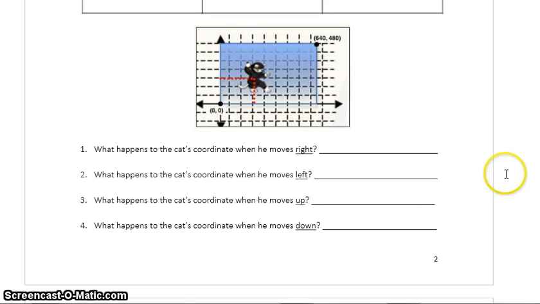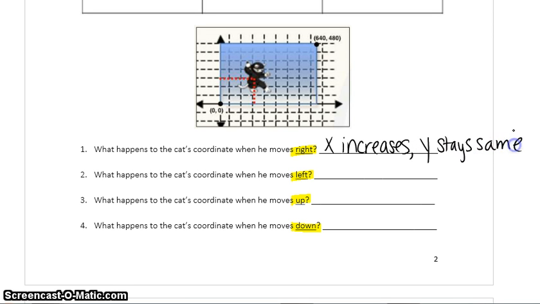Let's take a look at the bottom of page 2, where we're going to talk about what actually happens to the cat's coordinates when he moves right, left, up, or down. So specifically, we want to take a look at how is the X coordinate changing and how is the Y coordinate changing when he moves in each of these directions. So when the cat moves right, we're going to find that the X value increases and the Y stays the same. So movement to the right means the X increases, so we're adding 5 units to the right or 17 units to the right, but the Y stays the same.